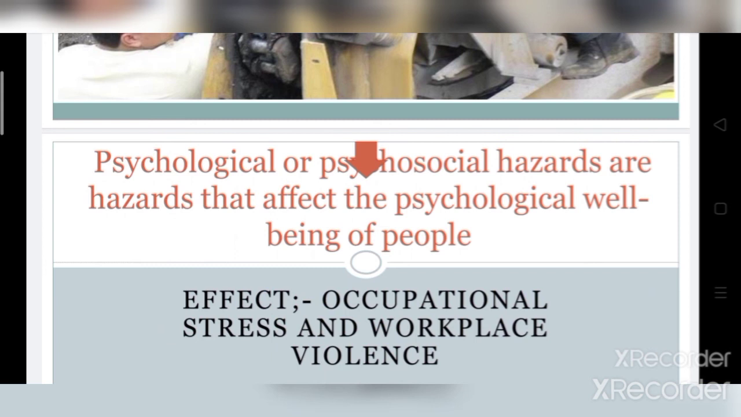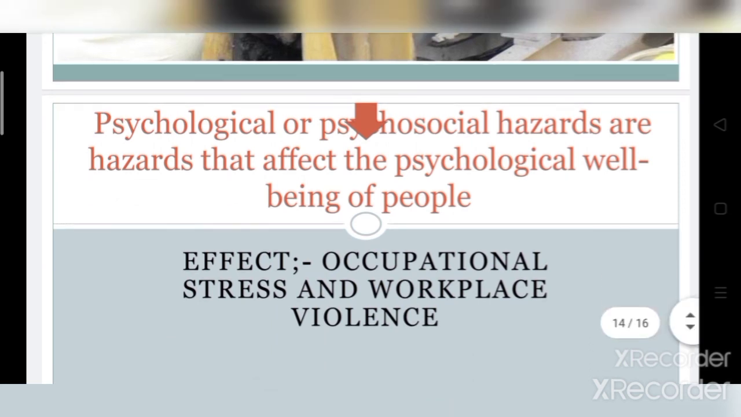When you are affected psychologically in any place, in your office, in your area or in your home, this is called a psychological hazard. Its effects are occupational stress and workplace violence. So psychological hazard control matters for all hazards. If you are psychologically fit for the work, or if you do not have any stress in your brain, then you work in a proper process and with proper safety.